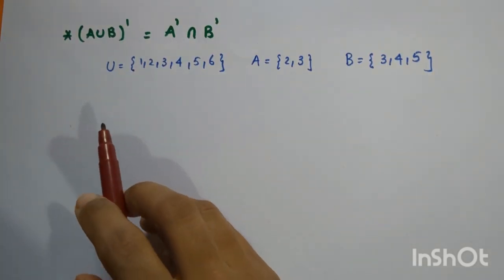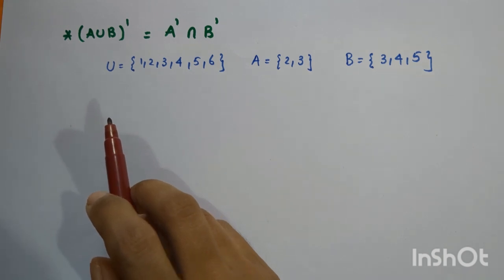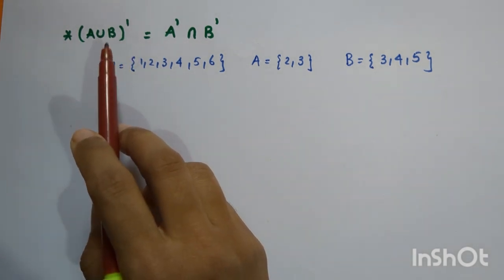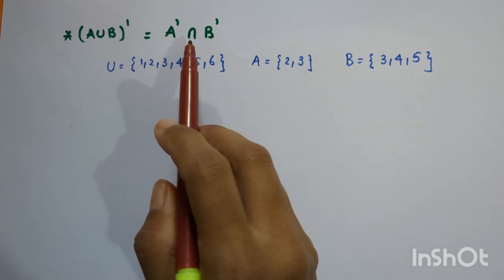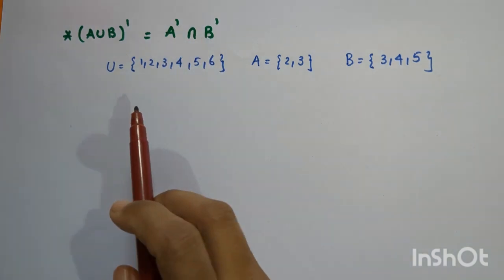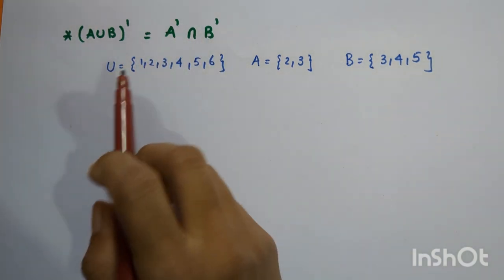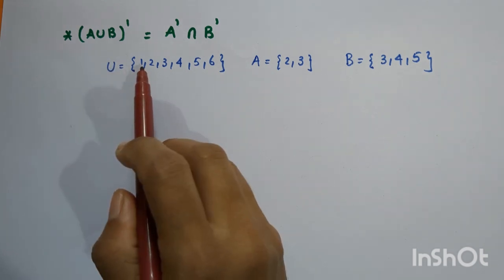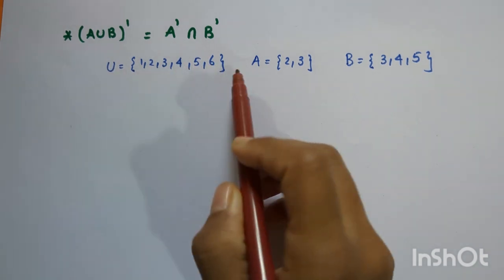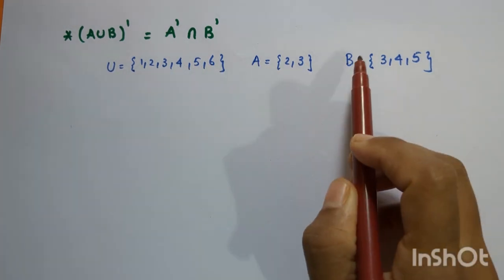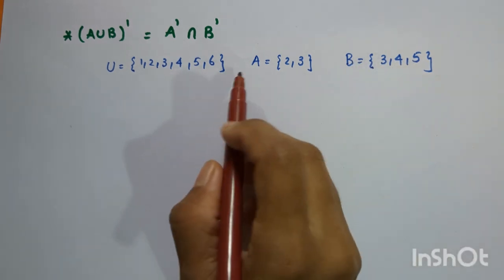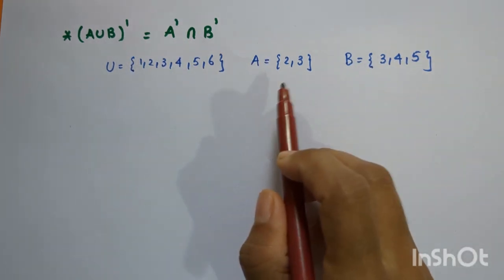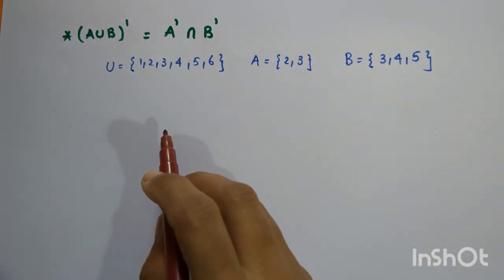Now, let us see another important relation, that is A union B all complement is equal to A complement intersection B complement. Let us just check that. Let U be the set of 1, 2, 3, 4, 5, 6. Let A be the set of 2, 3, and let B be the set of 3, 4, 5. Here you see A is a subset of U, and B is also a subset of U.